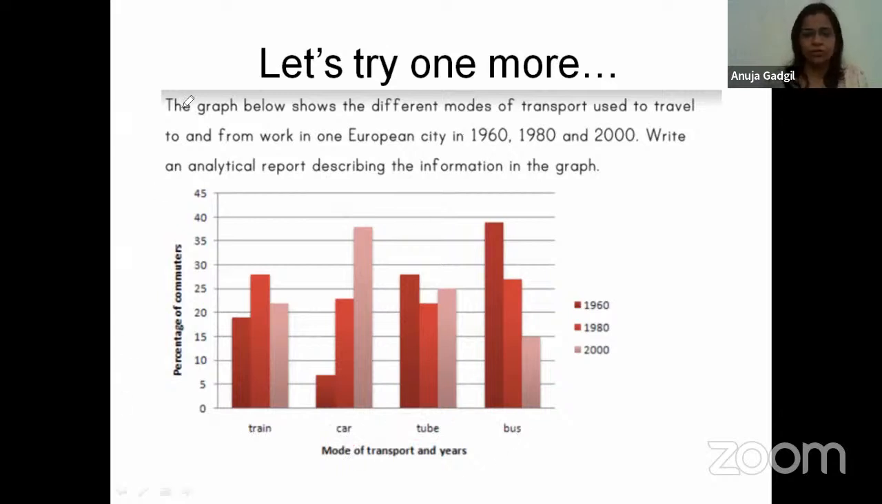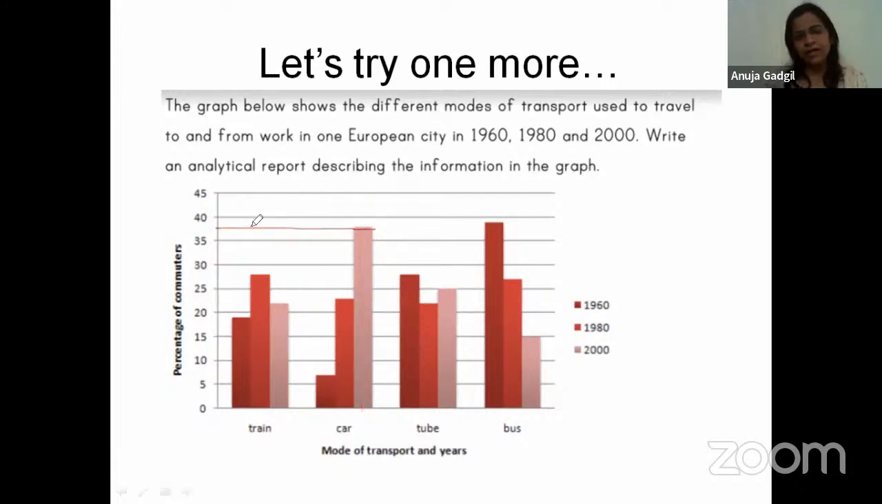So if you see, people hardly traveled by car in 1960 because cars were not as common as they are today. Least of the cars were used by people. Maybe it was a monopoly of rich people because this was quite an old time, 1960. But then the use of cars suddenly went up. It went up in the year 2000. Okay, here.